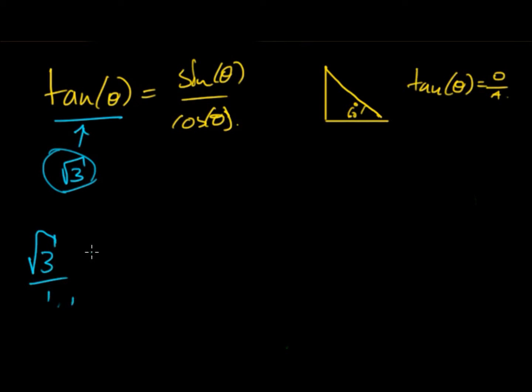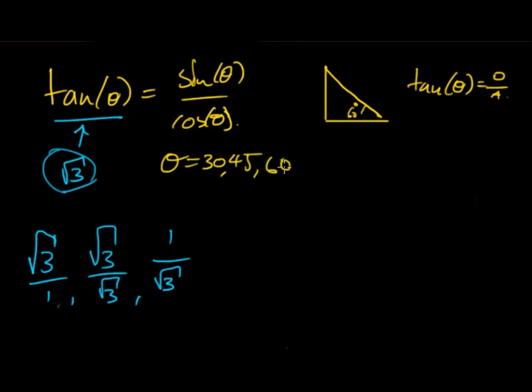You have root 3 on 1, root 3 on root 3, and 1 on root 3. And these are the 3 different values which tan theta is equal to, for theta is equal to 30, 45, and 60. So this is equal to root 3, because root 3 on 1 is just root 3, root 3 on root 3 is 1, and then 1 on root 3 is 1 on root 3, or root 3 on 3. So these are the 3 different values.